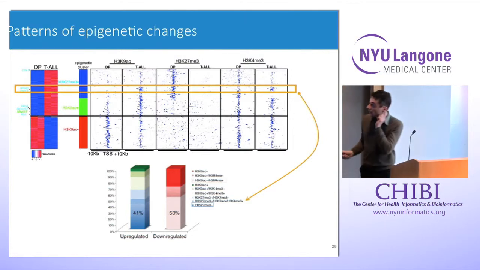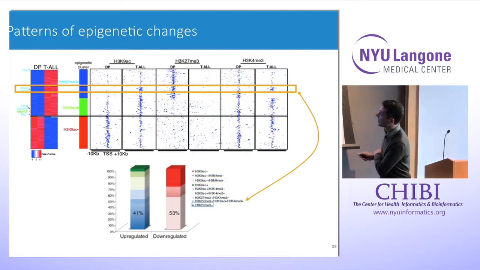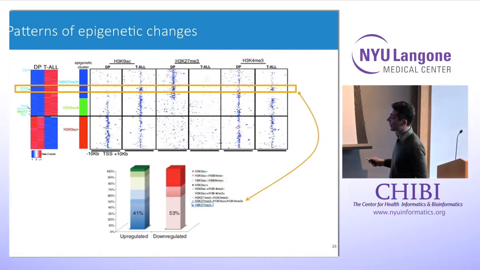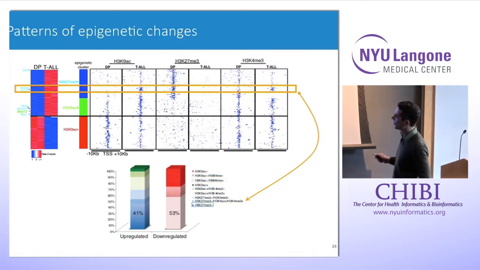And there was a nice cluster in here with some very well-characterized Notch targets that actually had both loss of K27 and increase in the activating mark here, actually in both. So that was kind of cool.